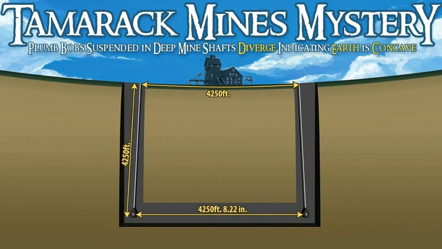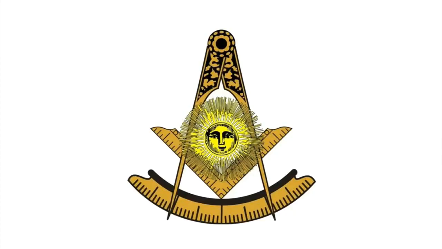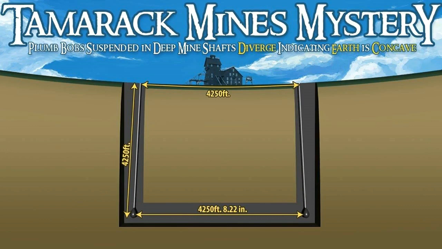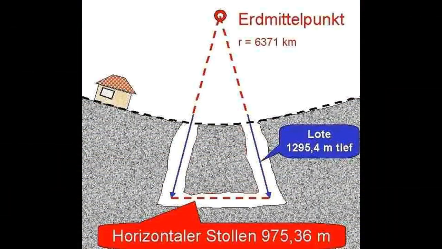At the bottom of the 2 plumb bobs, the distance was greater. It's exaggerated here, but it was essentially 8.22 inches greater at the bottom than it was at the top. And this was 4,250 feet apart, basically. And so what that is saying is that if you projected where these 2 bobs would essentially connect, you're talking 4,000 miles.